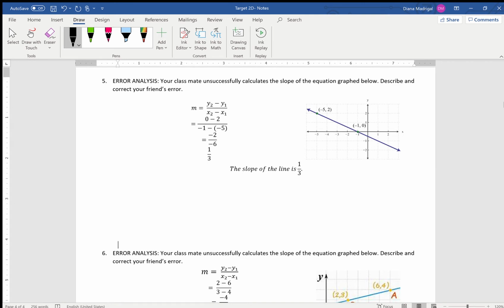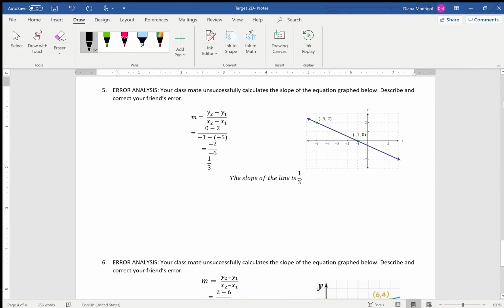And then target 2D, we have our error analysis. Okay, so these are the tricky ones that I kind of want to spend more time on. These are tricky just because there's an error, there's a mistake, and I don't know why, but we get confused when we see work done for us. All right, what I tell my students is that you always want to forget that this part is right here.